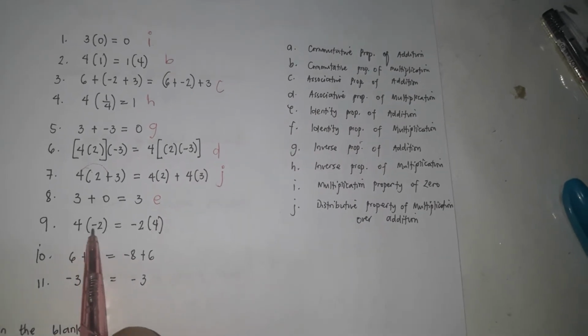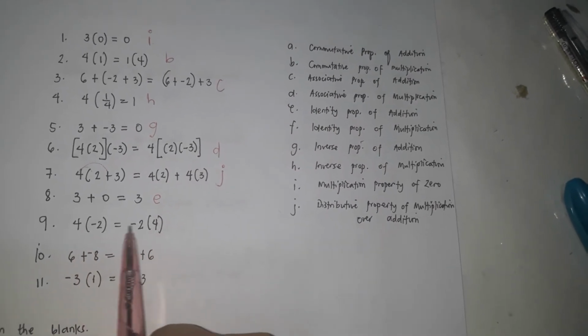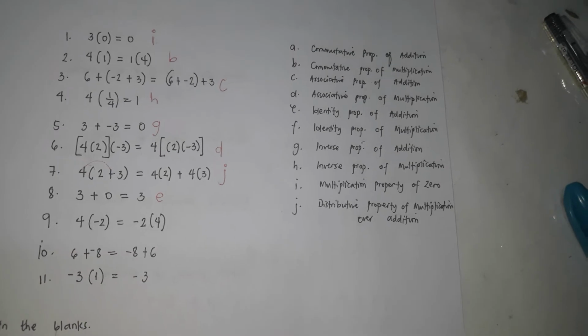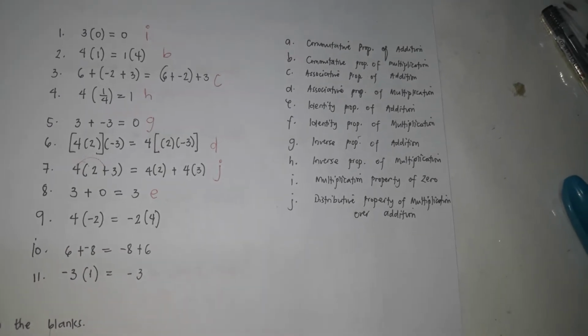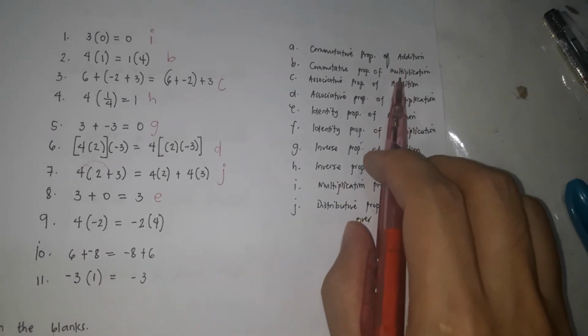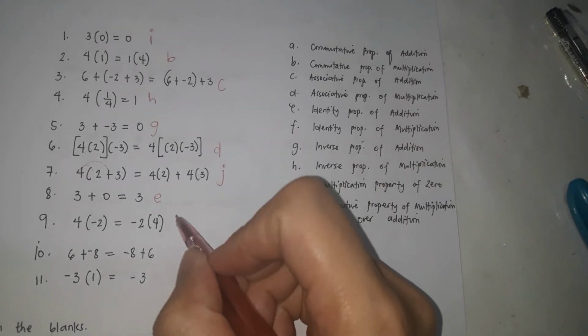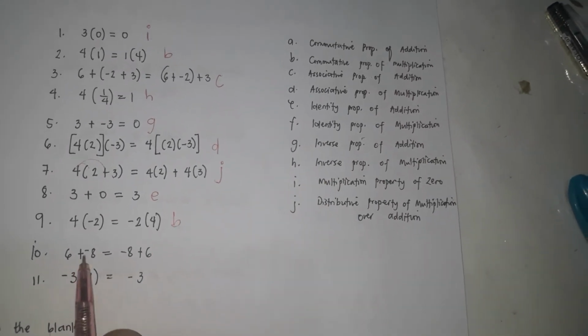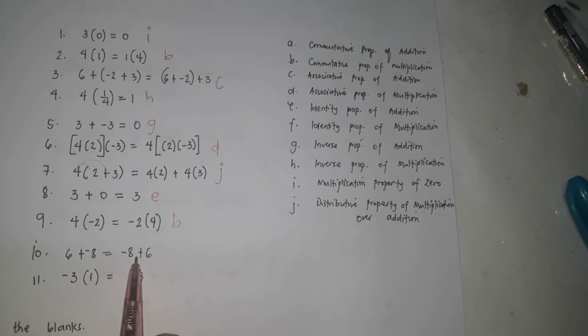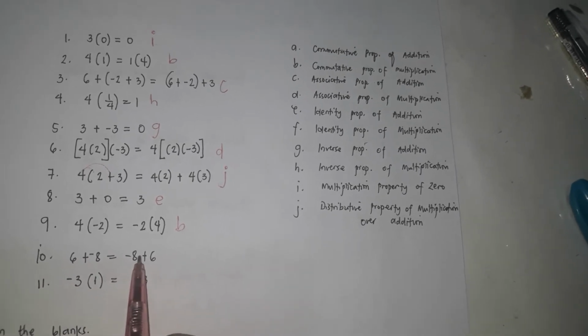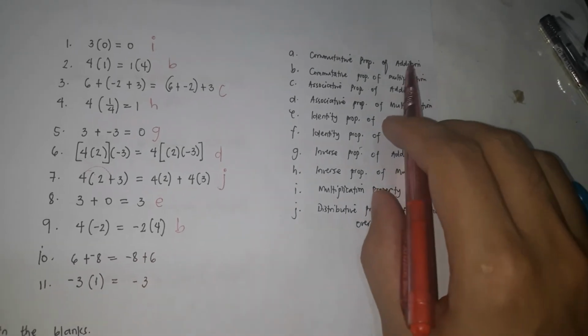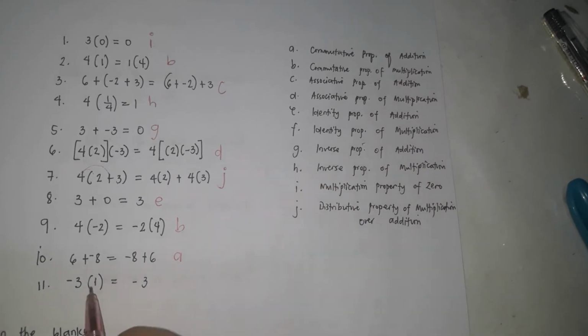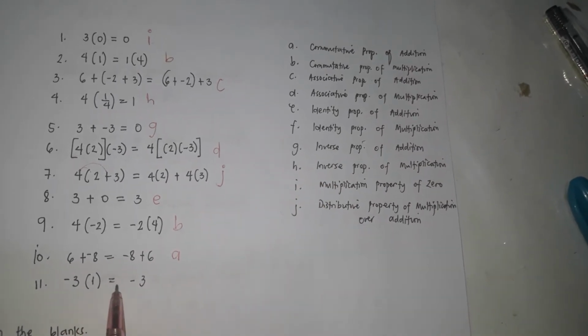Dito naman, 4 times negative 2 is equal to negative 2 times 4. Pinagpalit sila. So, kapag pinagpalit, that's commutative property of multiplication. Letter B. Dito, pinagpalit sila, but this is plus. So, that's commutative property of addition. Letter A.